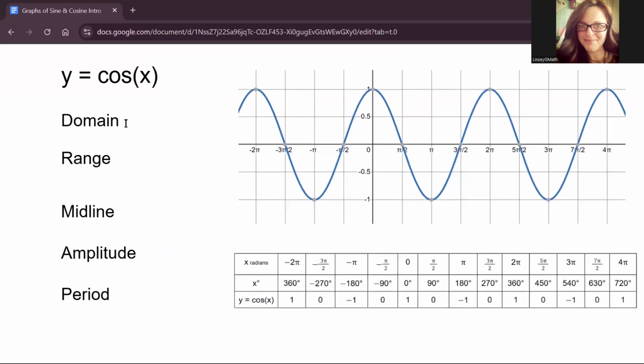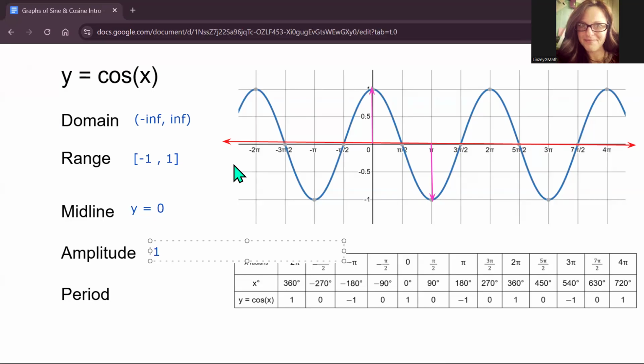The domain. The domain is all real numbers, -infinity to infinity. We don't have any domain restrictions. The range. We go down to -1 all the way up to +1. The midline is the x-axis, y equals 0. The amplitude is the height from the midline to the maximum or from the midline to the minimum. Our amplitude is 1.